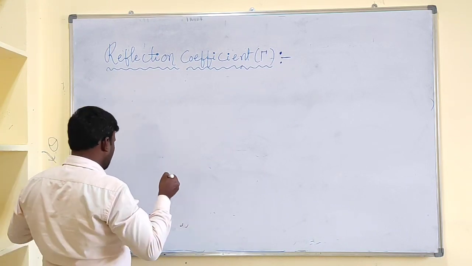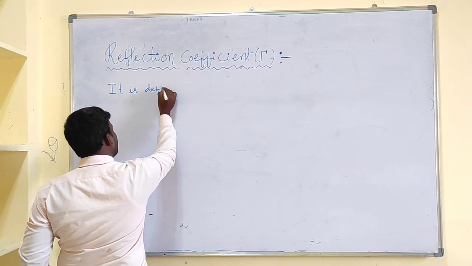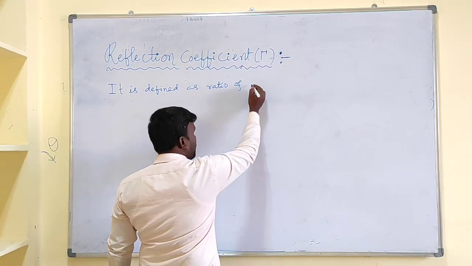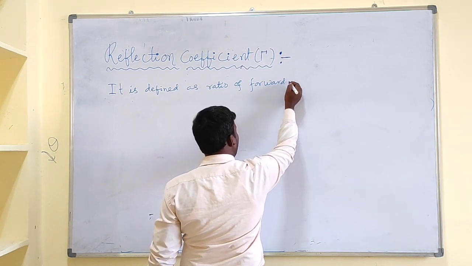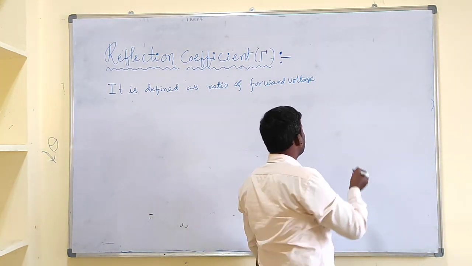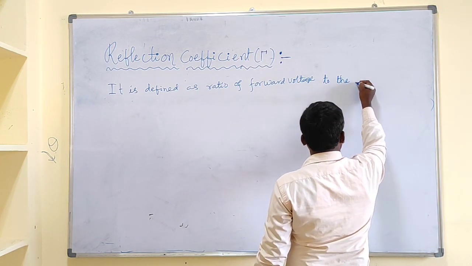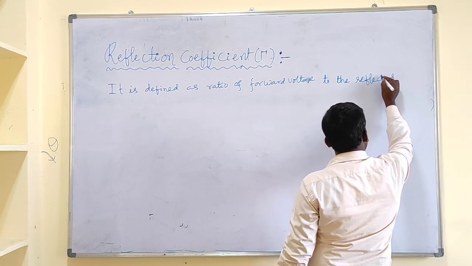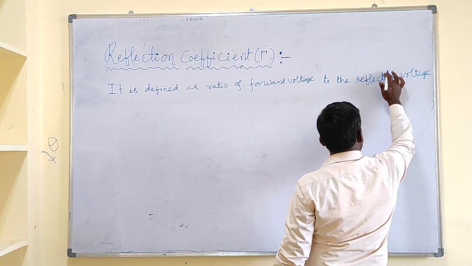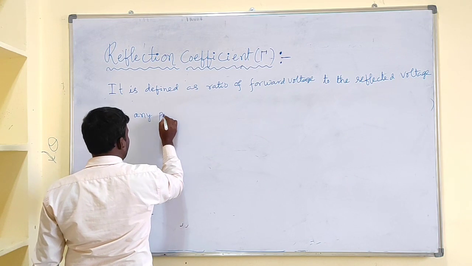How is it defined? The definition of reflection coefficient: it is defined as the ratio of forward voltage, or we can call this the incident voltage, to the reflected voltage at any point on the line.